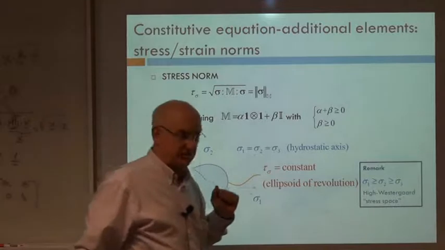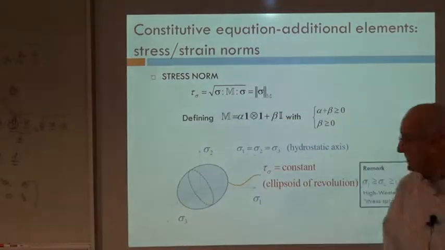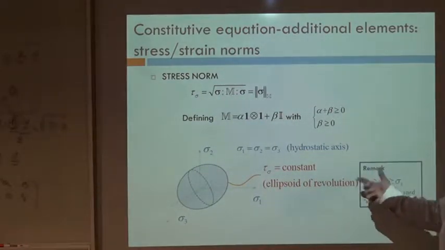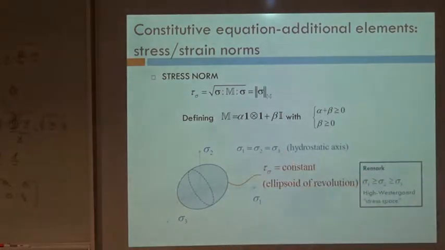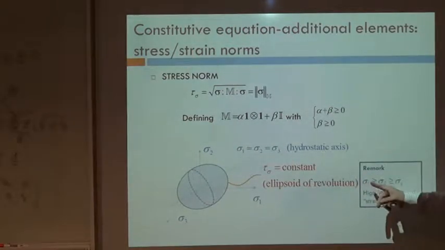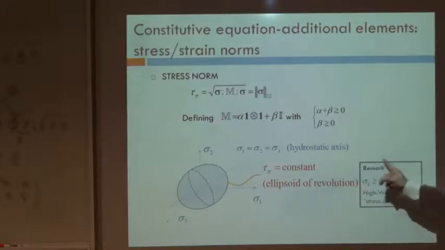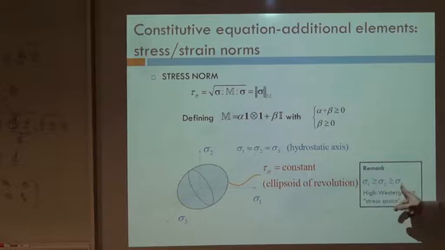Well, I wouldn't fill it completely. Why? Because of this restriction. This restriction makes that I'm working just in one sector. Because I can never find sigma 1 smaller than sigma 3, because I'm just ordering that in that way. So anyway, that's something that you should know. And by the way, I think that in plasticity, in what you have been given in continuum mechanics, probably you have been taught about it.